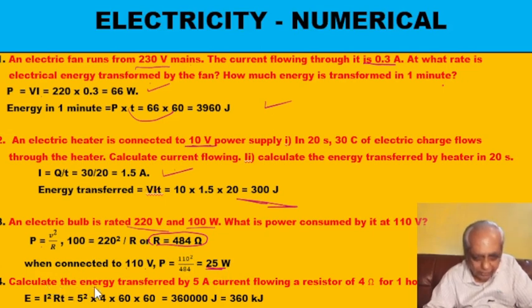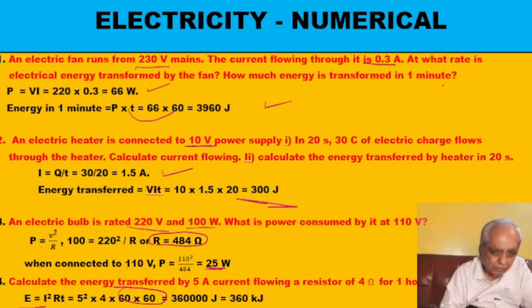calculate the energy transferred by 5 ampere current. So I have been given the current, and it is flowing through a resistor of 4 ohm. So R is 4, and time is given as 1 hour. I can convert 1 hour into seconds, so I have done 60 multiplied by 60. So this is my time. Now I should write power. I have been given current and resistance, so I will say power is I square R, and I square R into T will give me the energy. So substitute the values, we will get the answer. Is it all right?